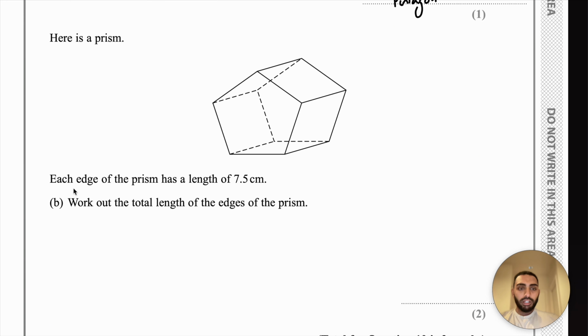Here is a prism. Each edge of the prism has a length of 7.5 centimeters. So each of these lengths are 7.5 centimeters. The edges are just the bits that you can run your finger along. Work out the total length of the edges of the prism.